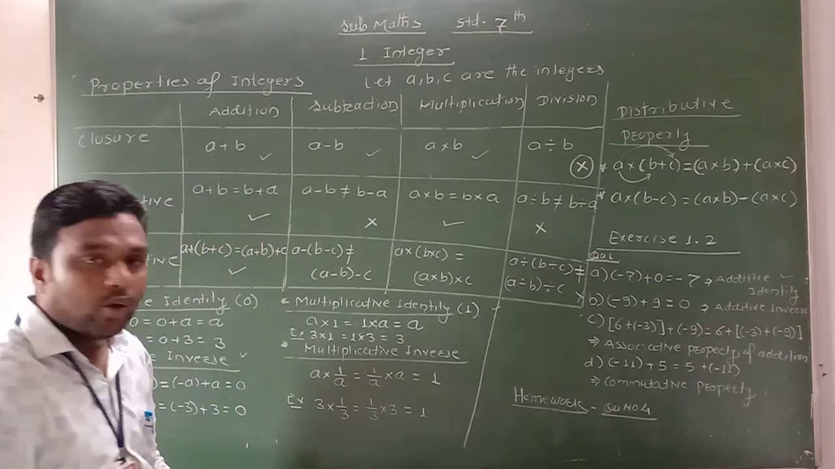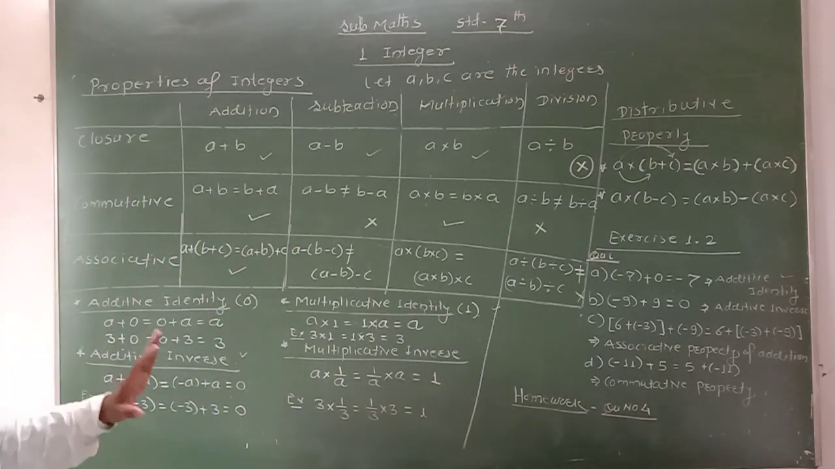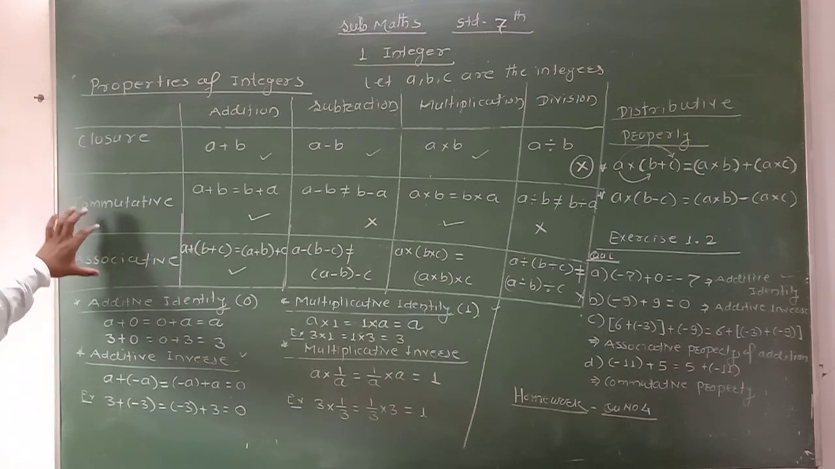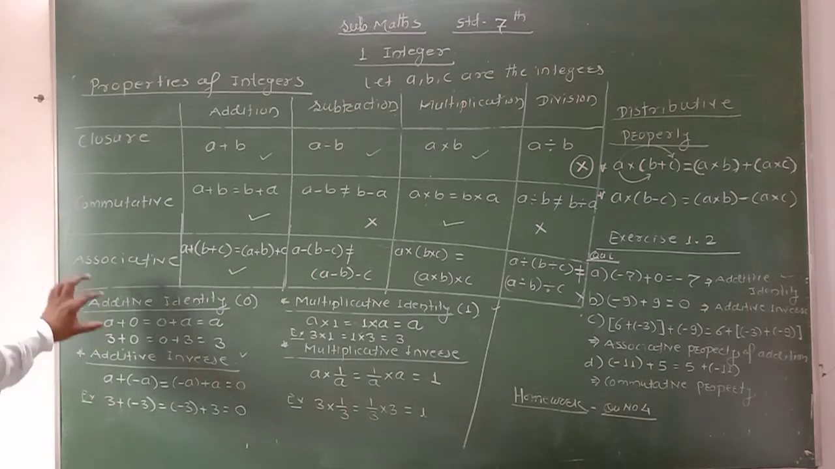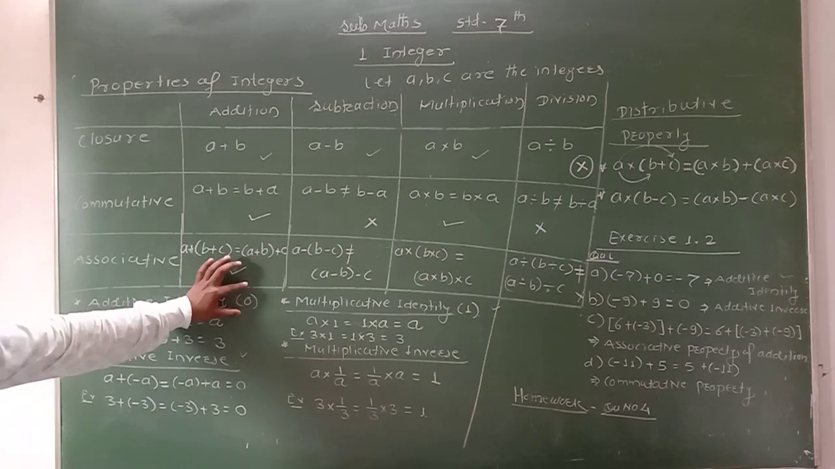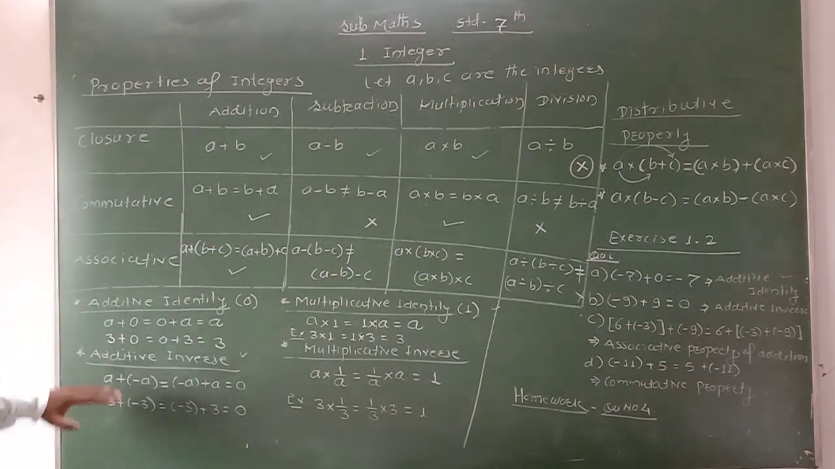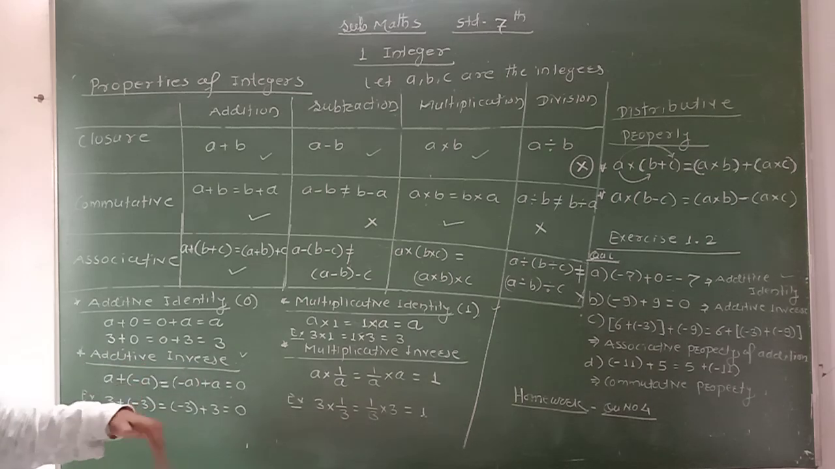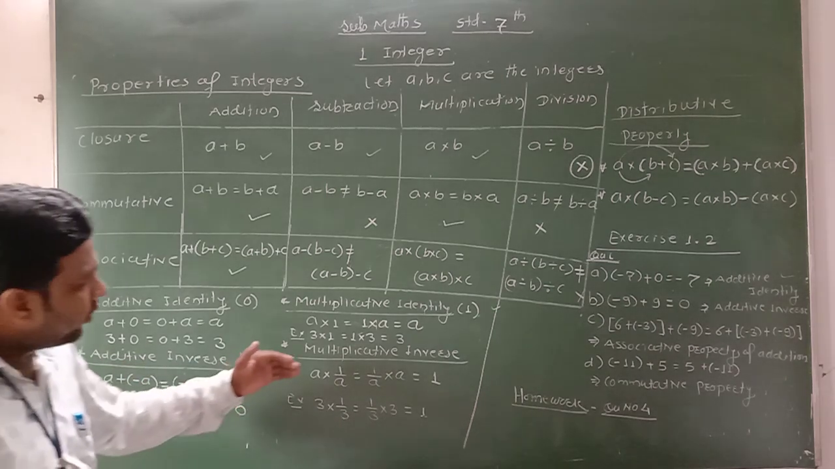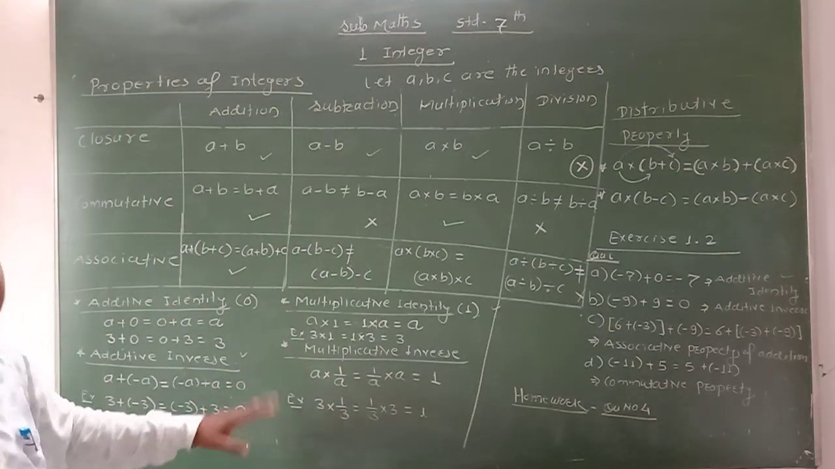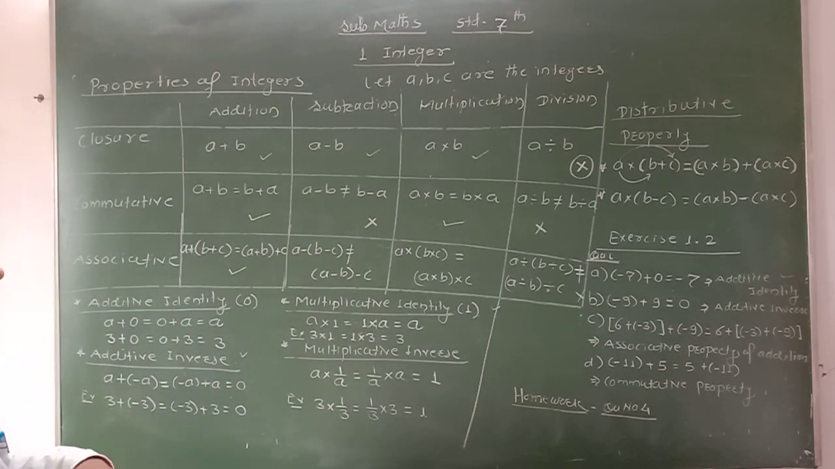Okay. I hope students you understand all these properties for the integers. Closure property, commutative property, associative property, then additive identity, remember that is 0. Multiplicative identity, that is 1. If you have to find the additive inverse, you have to change the sign of the integer. And if you have to write the multiplicative inverse of any integer, then you have to take its reciprocal. Okay, this is very simple.